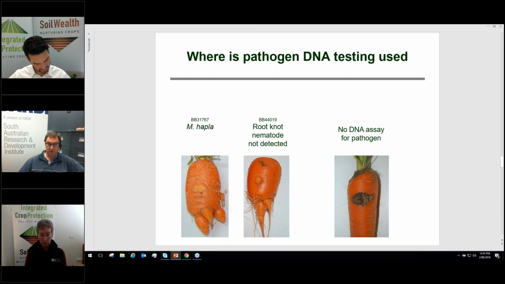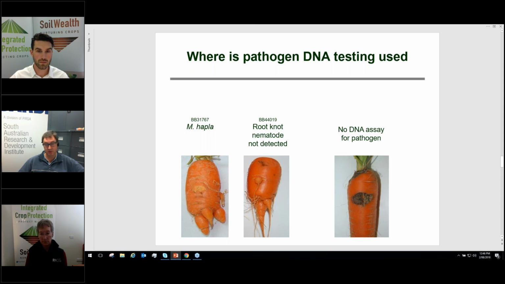The level of symptoms isn't as high as in the other paddock, but nonetheless, you could easily think that maybe that was a root-knot nematode problem when there's actually quite a lot of other things that could cause that symptom. Now, the last one is just to highlight the fact of what I talked about before.